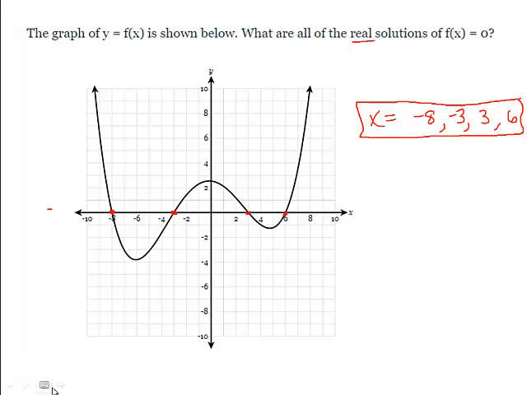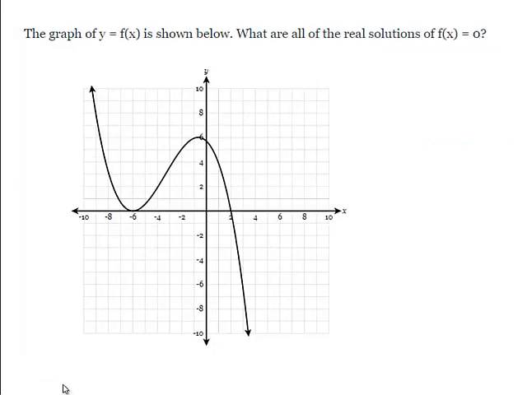Let's see one more of these. Same setup. We have the graph of f of x. What are the real solutions of f of x equals 0? Let's go find those x-intercepts. Here's one. Now be careful. This one's a little different. Notice that it doesn't cross through at -6 the way it crosses through at 2. Something special is happening here. We're going to come back to talk about this, but just so you know, this actually counts as 2 answers. I don't need to write it down twice, but that's going to be helpful to know in the future. So -6 and 2 would be my x-intercepts, and therefore they are my real solutions.